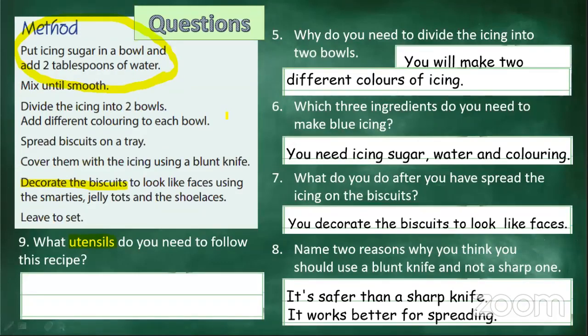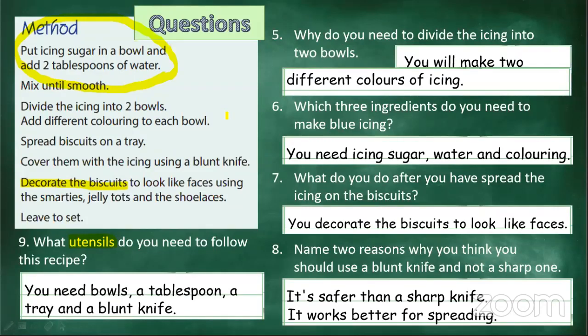So let's look at my answer on the screen. You need bowls, a tablespoon, a tray, and a blunt knife. So I didn't say how many bowls. I just said bowls. So if you really want to count, you will need either 2 or 3, depending on if you're going to reuse the same bowl. Yes, so these are the utensils you will need.